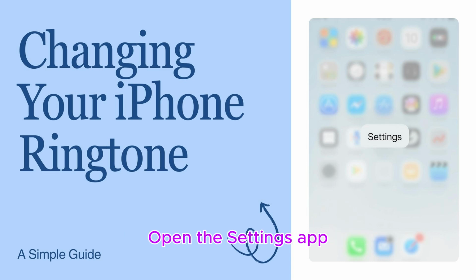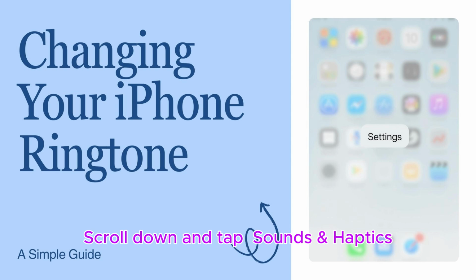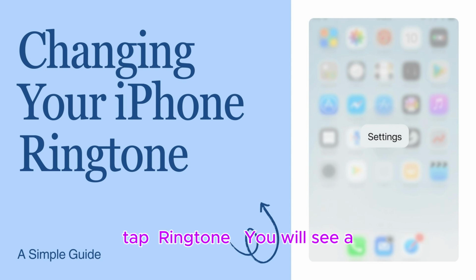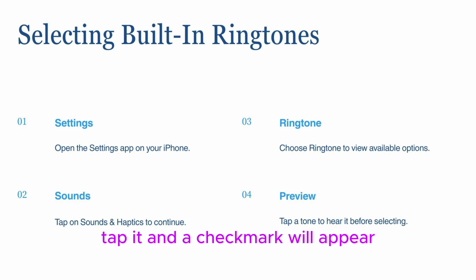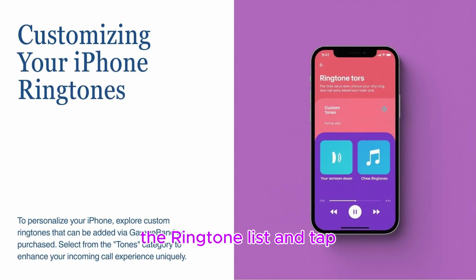Open the Settings app, scroll down and tap Sounds and Haptics. At the top, tap Ringtone. You will see a list of built-in tones. Tap any tone to preview it. To select it, tap it and a check mark will appear. Tap back to save.